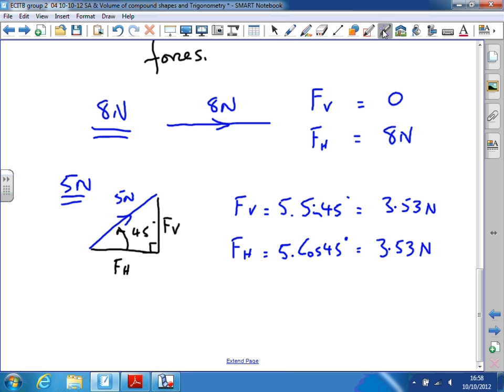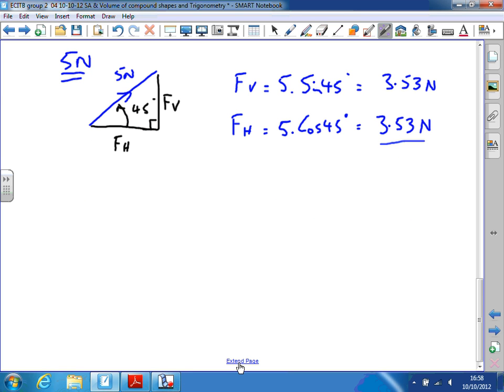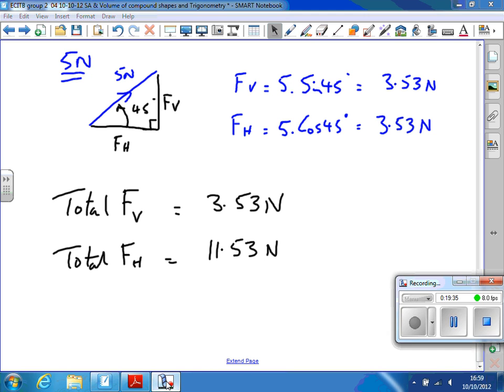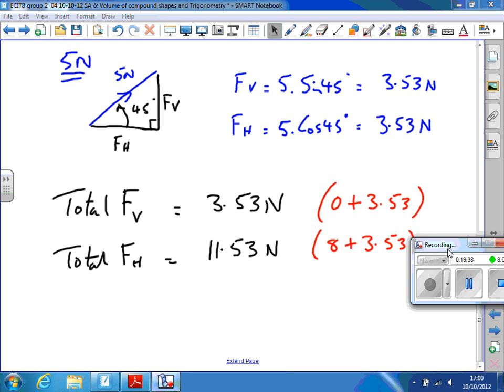Now we can find the total vertical and the total horizontal components by adding them together. So the total vertical component is 0 plus 3.53, which is 3.53 newtons, and the total horizontal component is 8 plus 3.53, which is 11.53 newtons.